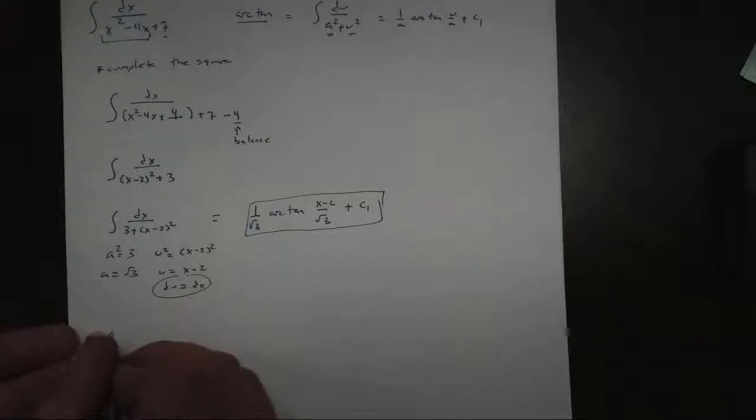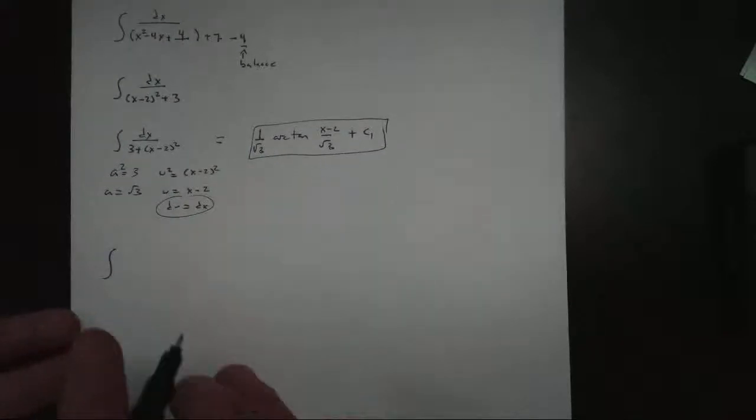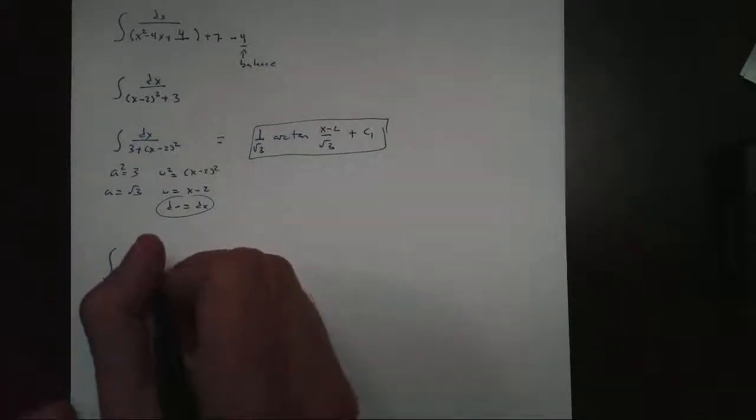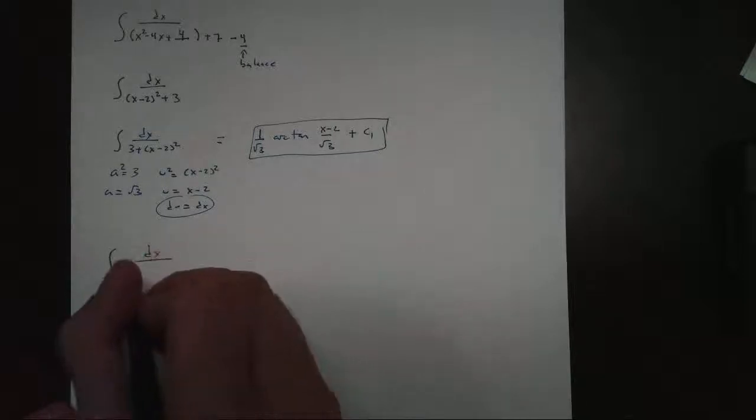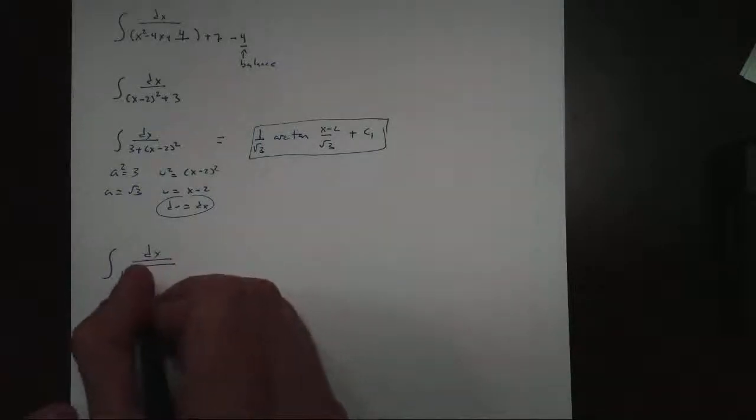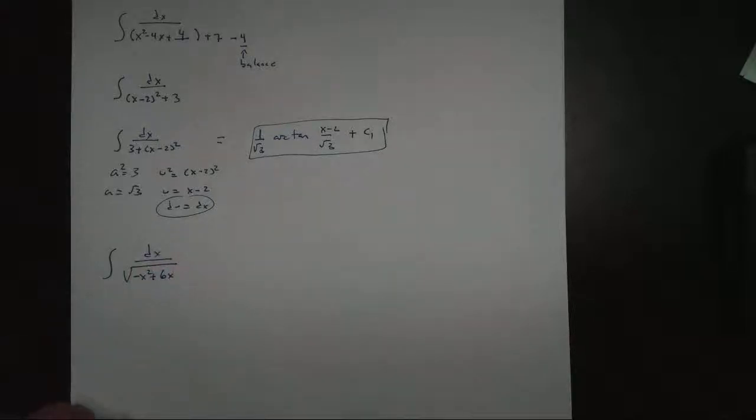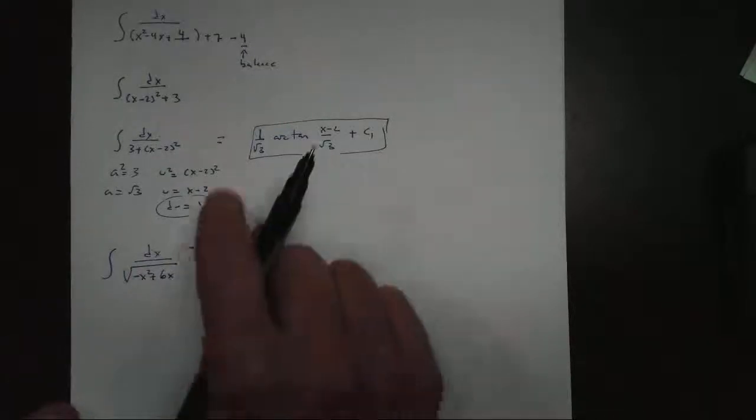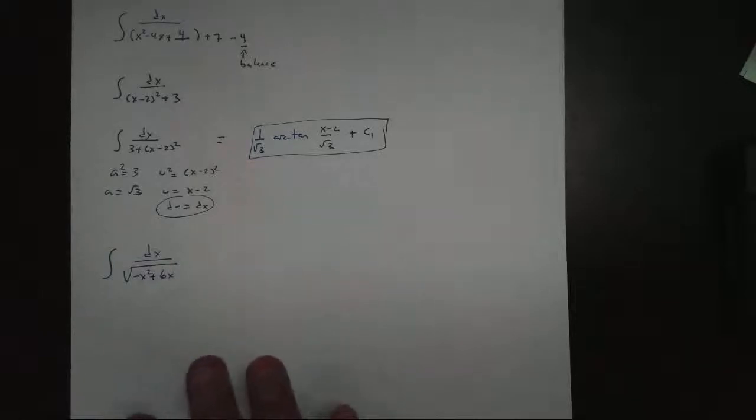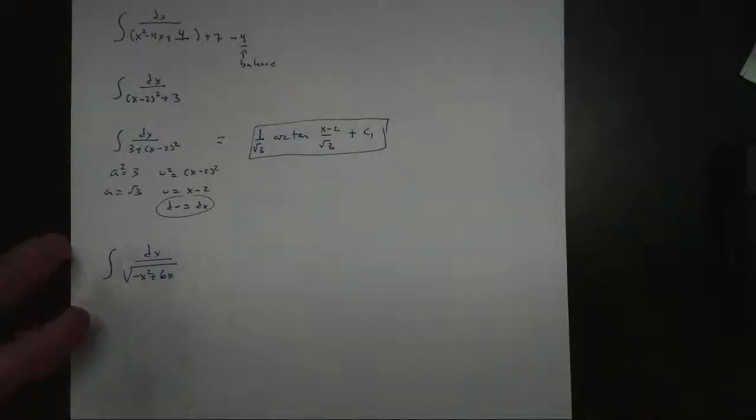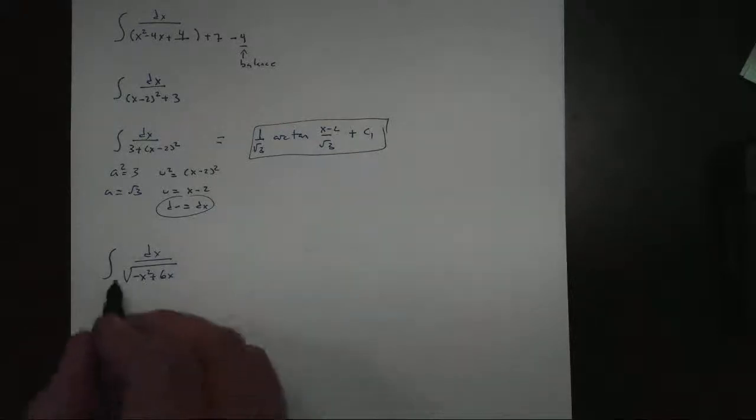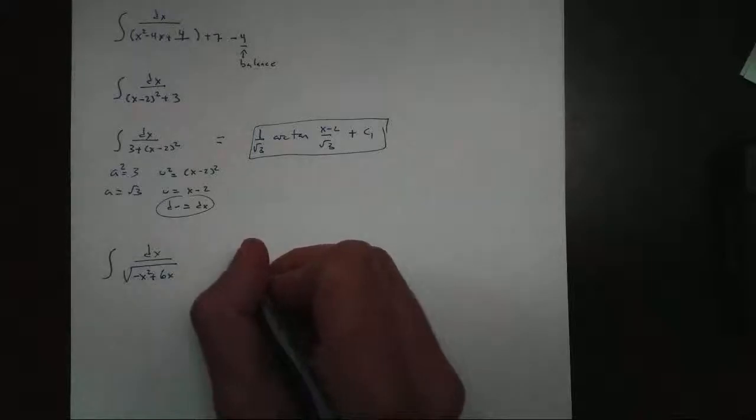Same type of problem. What about the antiderivative if we do something like dx over the square root of negative x squared plus 6x? Well, now again, u-substitution won't work, so we can only use our arc trig functions. And because there is a square root, this is either arc secant or arc sine. Nothing on the outside, so probably arc sine.